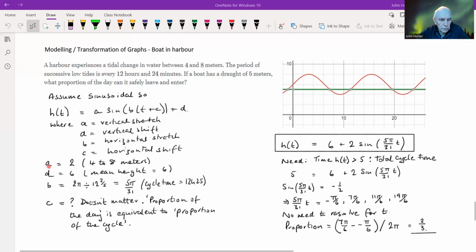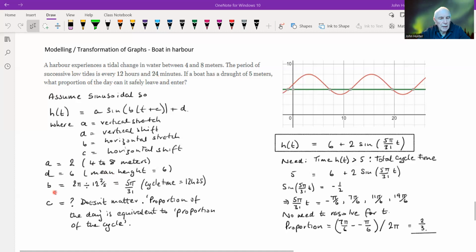Now we're told that a is 2 and d is 6. The mean height is 6. It tells us that implicitly, and of course it's 2 either side of that. So we're stretching our sine curve, which would normally go between 1 and -1, to 2 and -2. The water therefore rises up to 8 meters and down to 4 meters.